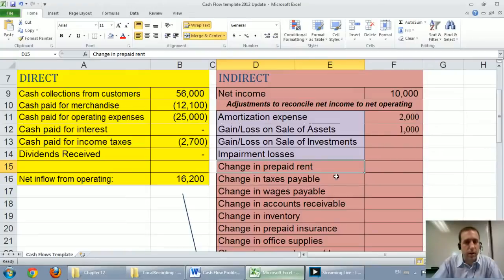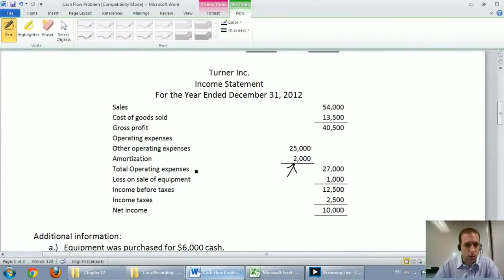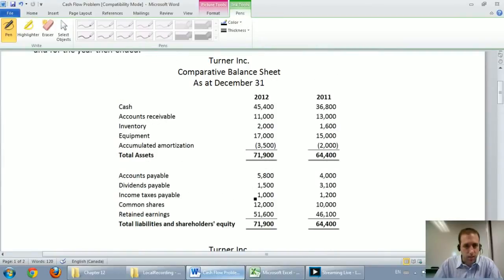They didn't have prepaid rent, but they did have taxes payable. Let's have a look at our taxes payable. Our taxes payable went from 1,200 to 1,000. They went down by 200. And you've got to say to yourself, why did taxes payable go down? Why did it go from 1,200 to 1,000? It went down by 200.